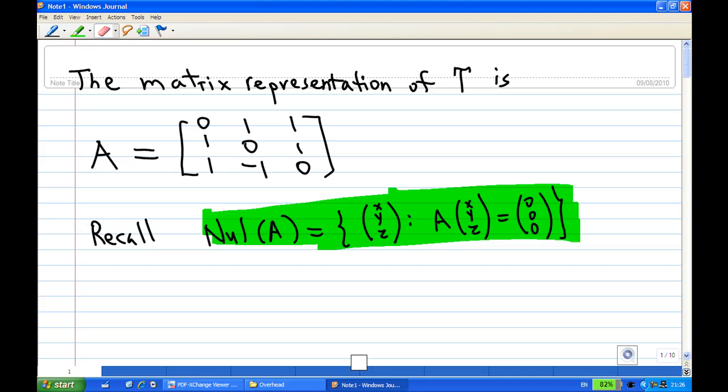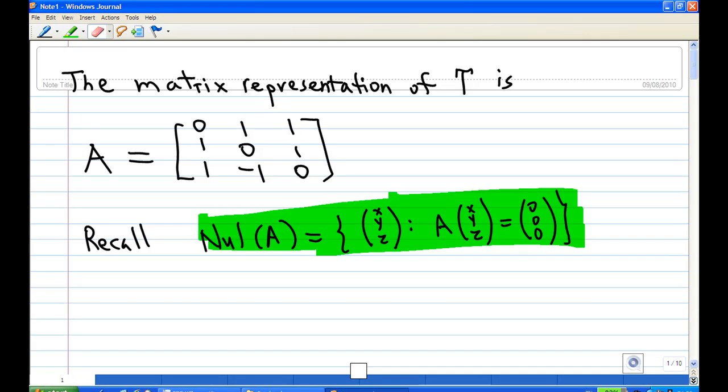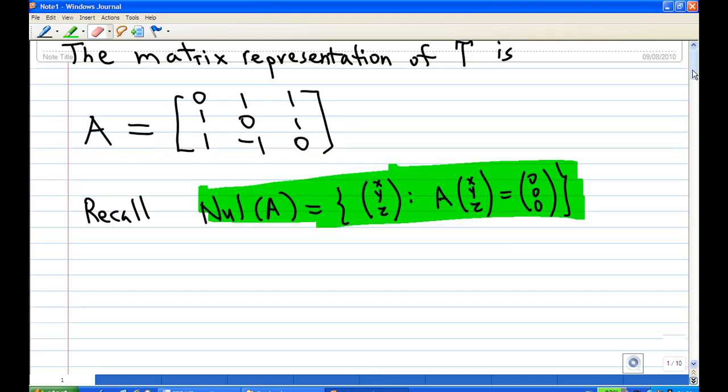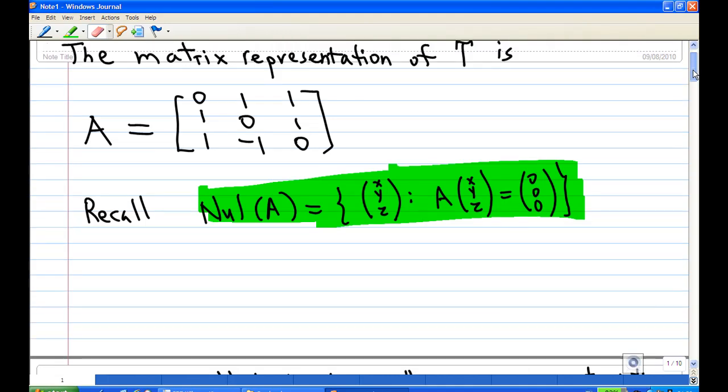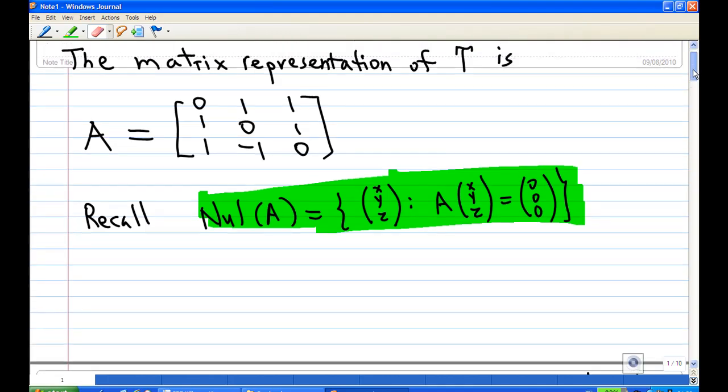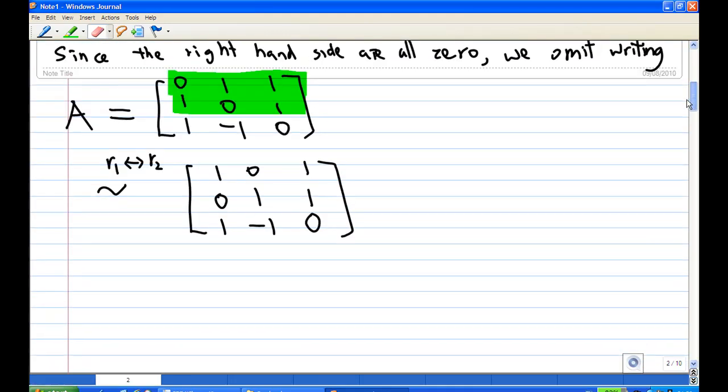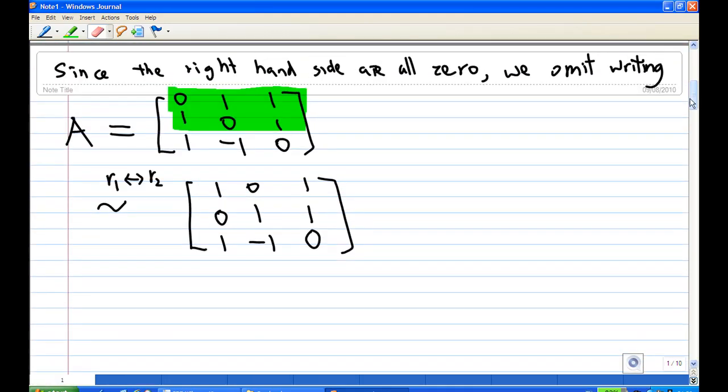From the earlier part, the matrix representation of T is given by A equal to [0, 1, 1], [1, 0, minus 1], and [1, 1, 0]. Recall that the null space of A is the set of vectors x, y, z where A times x, y, z equal to 0, 0, 0. To find x, y, z, we're going to solve this equation by row operation. Since the right hand side is always 0, we can omit writing 0, 0 all the time.